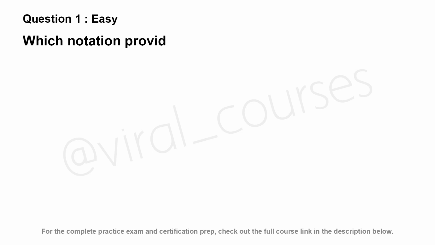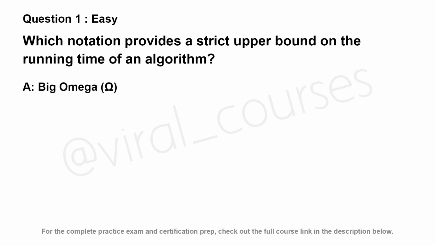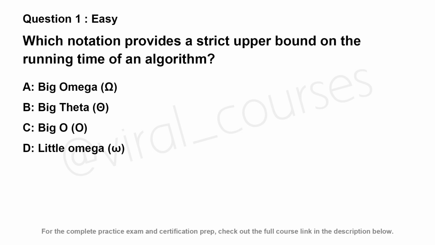Which notation provides a strict upper bound on the running time of an algorithm? Option A, Big Omega, Ω. Option B, Big Theta, Θ. Option C, Big O, O. Option D, Little Omega, ω.